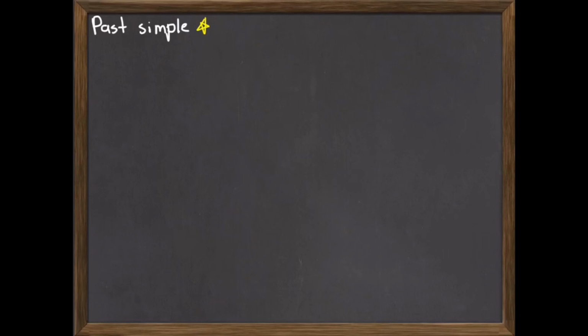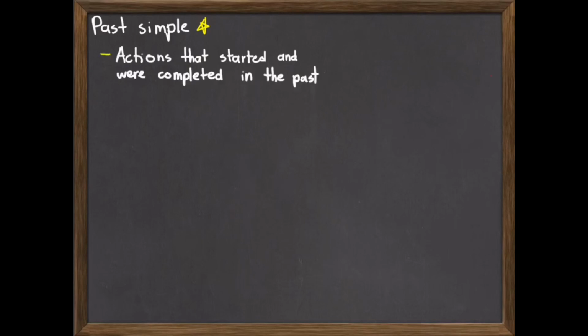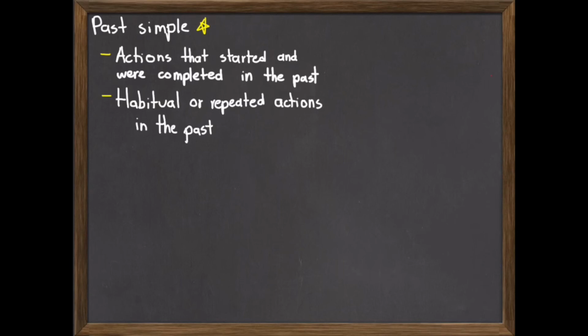So, past simple. We use past simple with actions that have started and were completed in the past. Such as, we bought our house 5 years ago. It's an action that started and was completed at a specific time in the past. Habitual or repeated actions in the past. For example, I always went to bed early when I lived with my parents. Went to bed early. Those are habitual or repeated actions in the past.